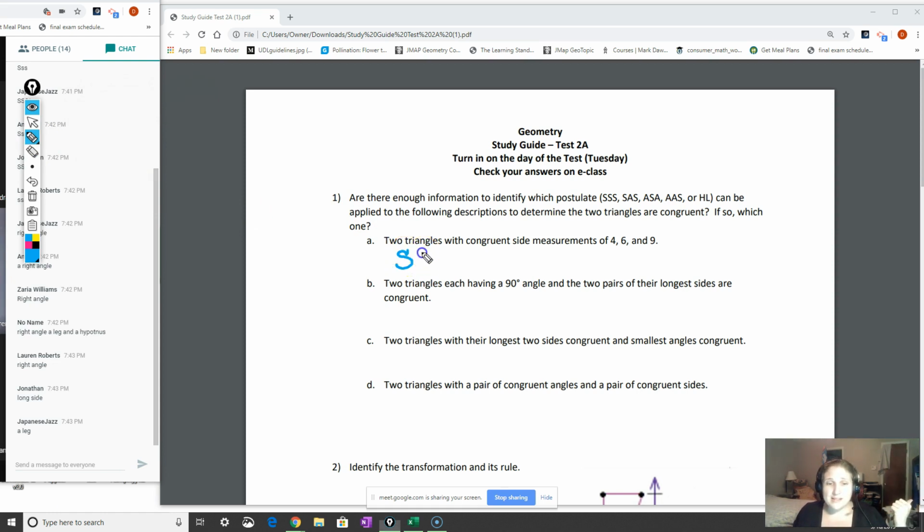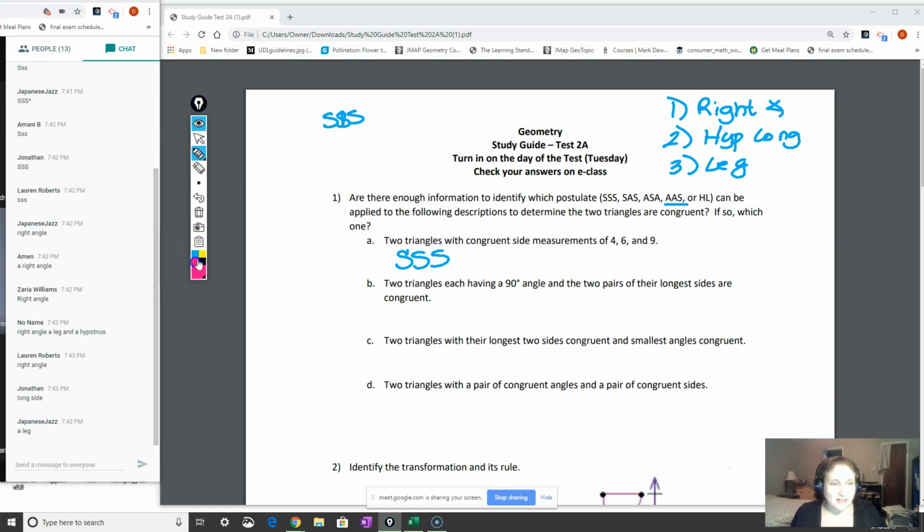So this was side, side, side. And then we're looking at side, side, side, side, angle, angle, angle, side, and hypotenuse leg. Our 3 conditions for hypotenuse leg are, first, you have to have a right angle. If you don't have a right angle, you don't have a hypotenuse. Second, you need to have the hypotenuse. Remember, the hypotenuse is always the longest side of a right triangle. And third, you need any other leg. Okay.